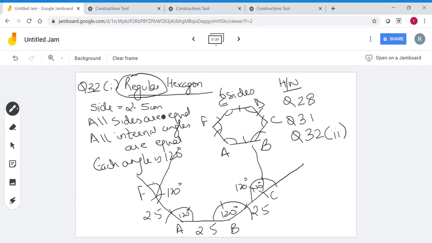What is the length of CD? 2.5. So I mark 2.5 here. What's the length of FE? 2.5. So I mark 2.5 and I join ED. Perfect. Please note this construction requires you to make 4 120 degree angles. So let's do this construction.